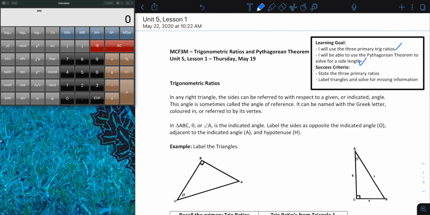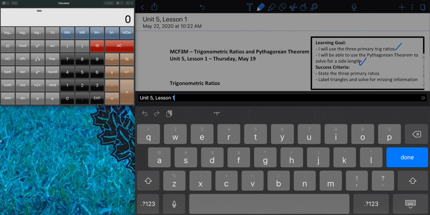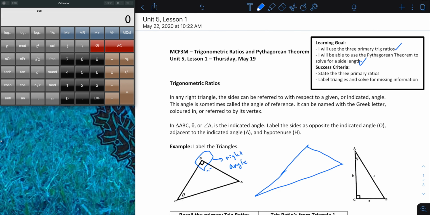Everything we do today can only be used if you see that, and we know this as being a right angle. We cannot use what we're doing today on other kinds of triangles that don't have a right angle. I know that kind of looks like a right angle, but it's not. Unless you see this, you cannot use what we're doing today. The questions you will see today are going to have the right angle in them, so you don't have anything to worry about. You're just going to be able to apply this.